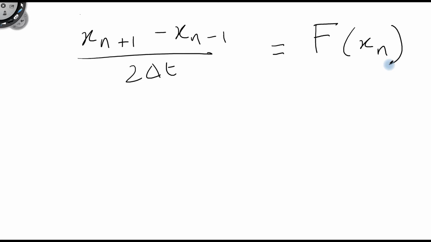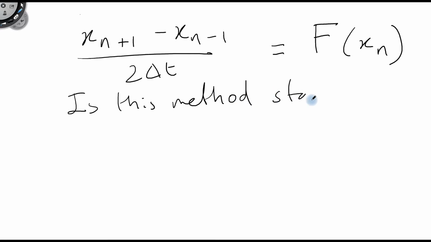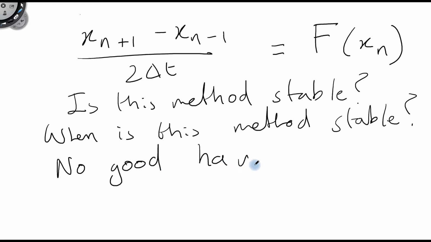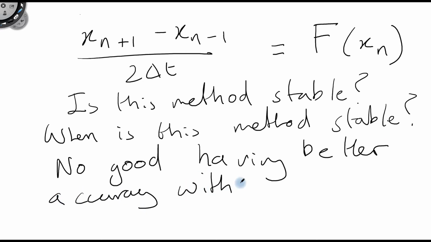The question is, is this method stable? Or maybe a more nuanced question is, when is this method stable? Okay, so we've got second order accuracy. So it's no good having better accuracy without numerical stability.